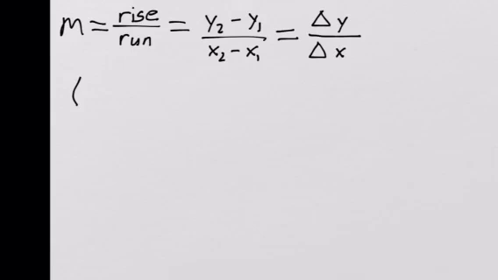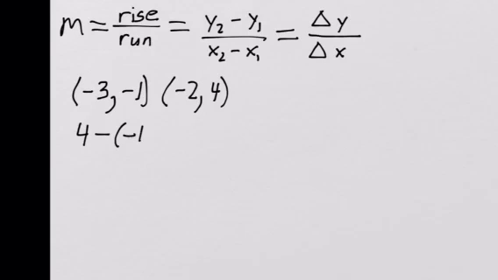So we'll use the points (-3, -1) and (-2, 4). So I take the y-coordinate of the second point, which is 4. Then the y-coordinate of the first point, that's -1. So 4 minus -1, divided by the x-coordinate of the second point, which is -2, minus the x-coordinate of the first point, which is -3.